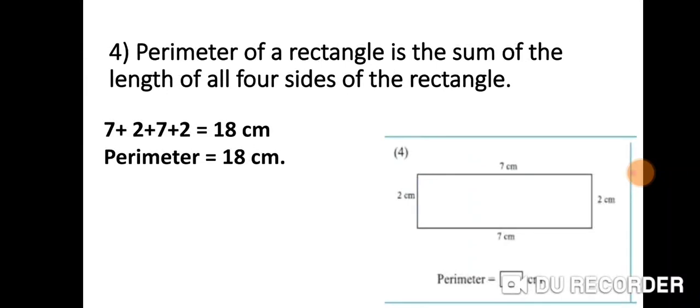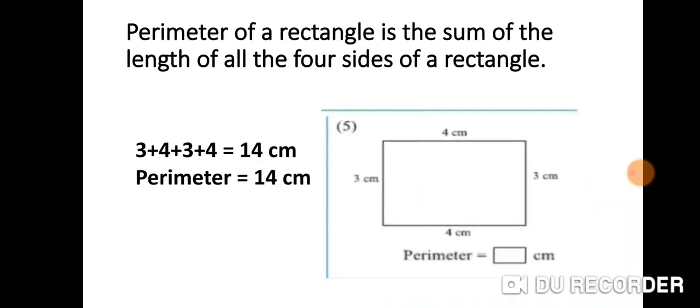Our next sum, perimeter of a rectangle. Now, a rectangle is shown to us here and we have to take the sum, that is, measure all the 4 sides together. So, the perimeter of a rectangle is the sum of the length of all the 4 sides of the rectangle. 7 plus 2 gives us the answer 9, and 9 plus 9 is? Correct, it's 18 centimeters. So, the perimeter of this rectangle is 18 centimeters.